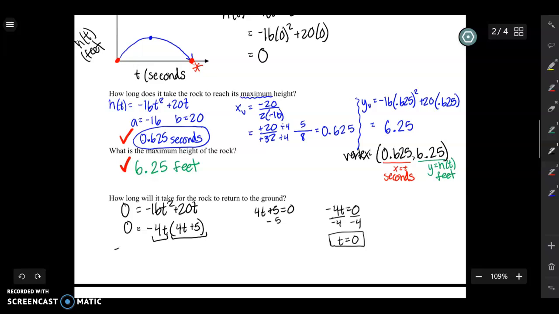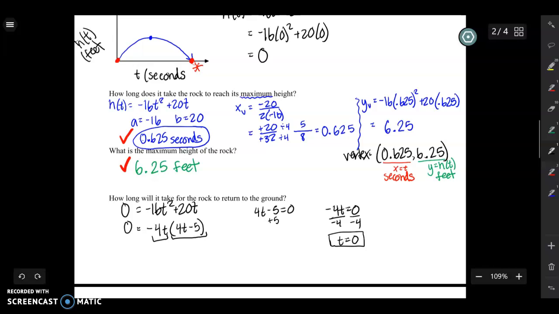Oh, I just realized that we made a mistake in our factoring. Let's jump back to our factored form really fast. I factored out a negative 4, which means that this parentheses is going to be a 4t minus 5. I'm so sorry, I should have switched that sign earlier. So I'm solving 4t minus 5.